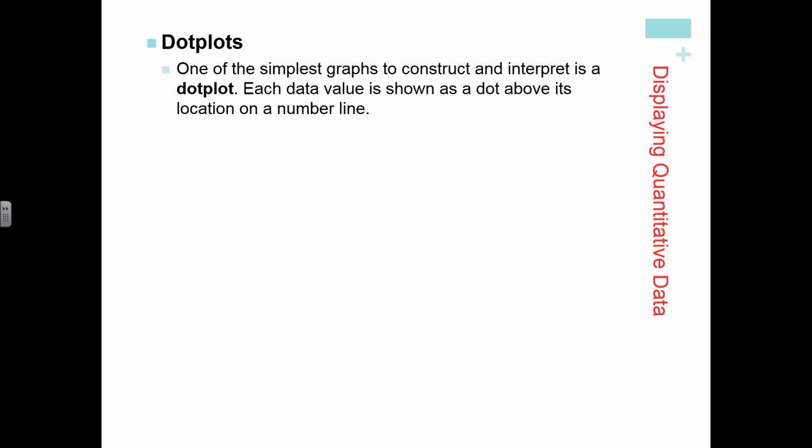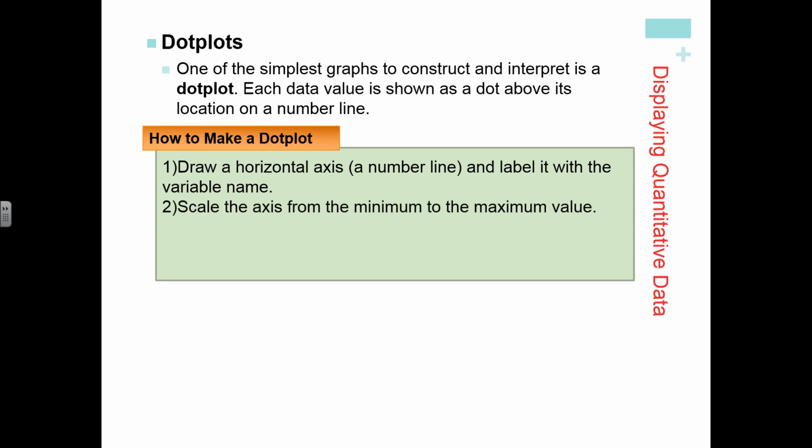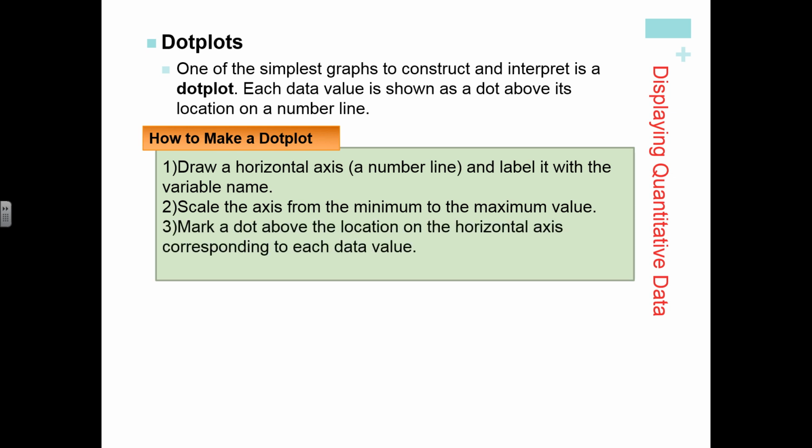and organize your data. So the way that we make a dot plot is first we draw a horizontal axis, like the x-axis or a number line, and we label it with the variable name. Remember, you have to have your labels. Alright, then we're going to scale that axis from the minimum to the maximum value of the variable. You want to have nice even increments. You don't want to skip around. You can skip 5, 10, 15, 20, but you wouldn't do like 5, 20, 22. Like, you want to make sure it's nice and even. And then you want to make your dot above the location on the axis that corresponds to each data value.